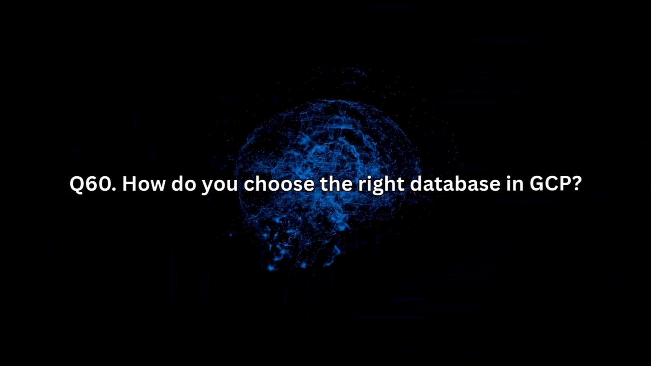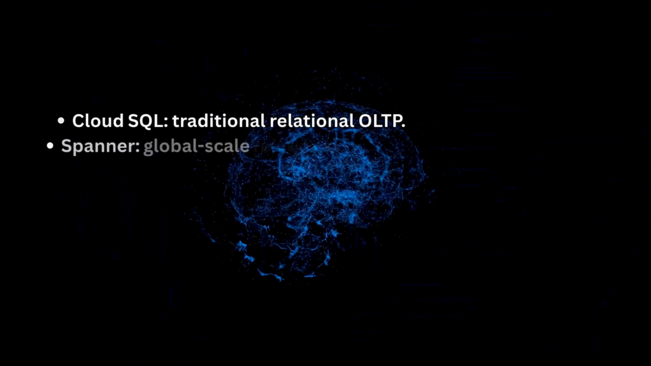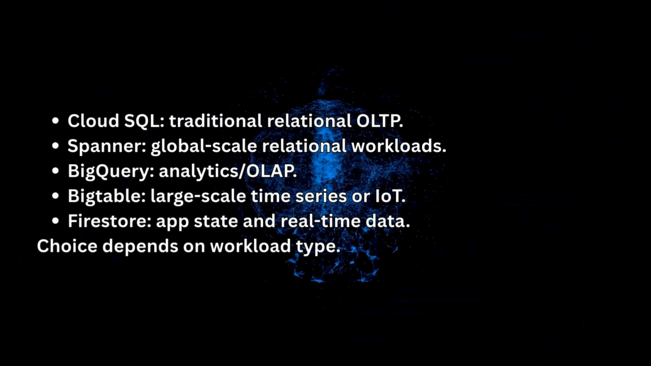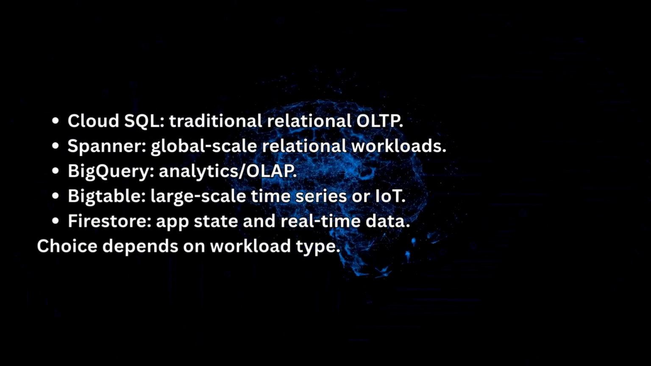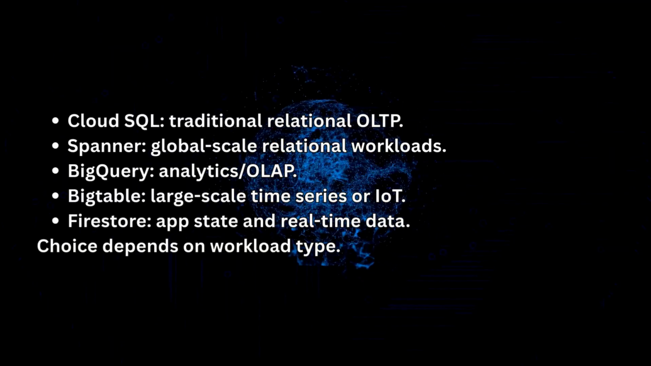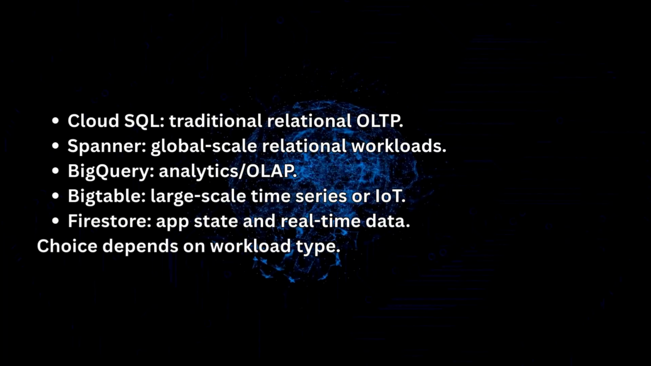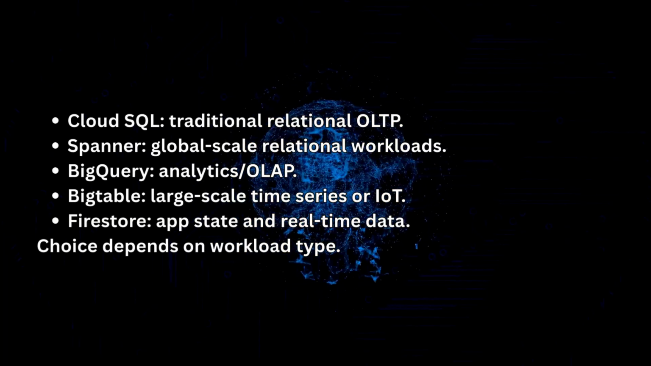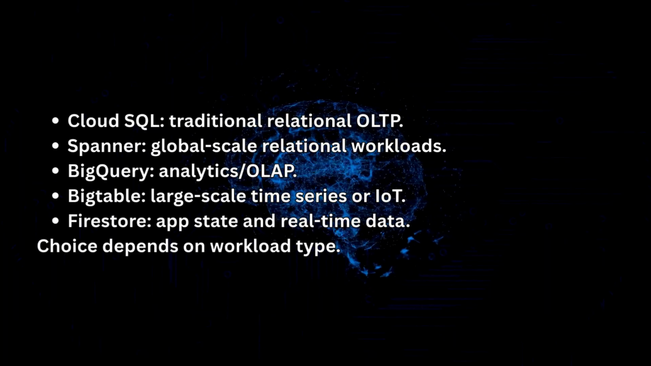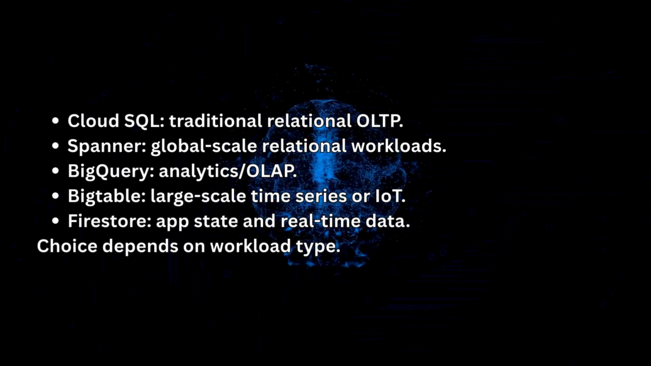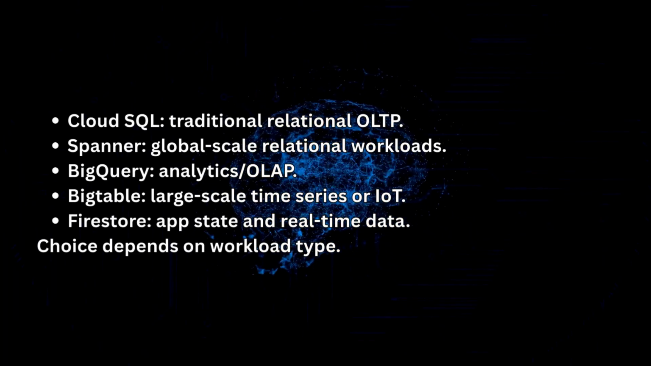How do you choose the right database in GCP? Cloud SQL: traditional relational OLTP. Spanner: global scale relational workloads. BigQuery: analytics/OLAP. Bigtable: large-scale time series or IoT. Firestore: app state and real-time data. Choice depends on workload type.